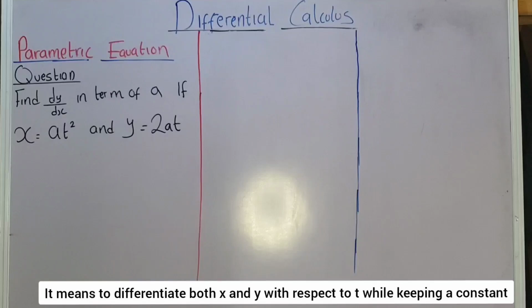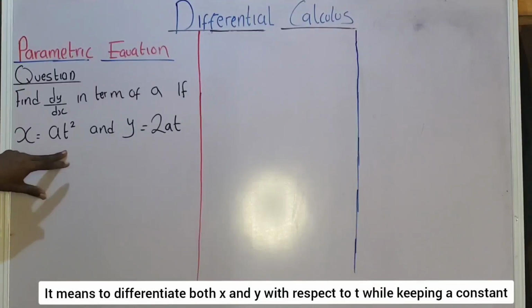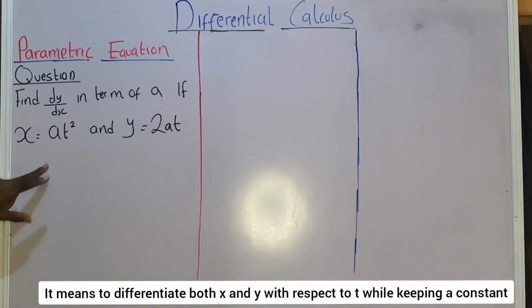Listen to the explanation again. Because we are finding dy/dx in terms of a, that means that we have to differentiate x and y with respect to a variable other than a. And in both equations, the variable that is present apart from a is t. So we are differentiating x and y with respect to t. Do you understand what I'm saying? Okay. Now pay attention.